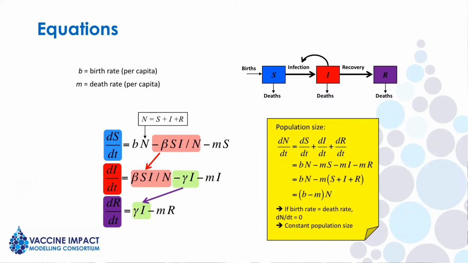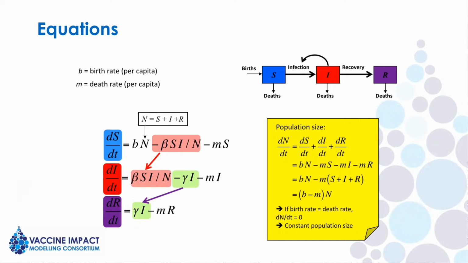So you can see, if the birth rate is equal to the death rate, this goes to 0. We've got a constant population size. If our birth rate is greater than our death rate, we've got a growing population. If mortality is greater, then we've got a declining population. But with this setup, we no longer necessarily have a constant population size, unless this is true.